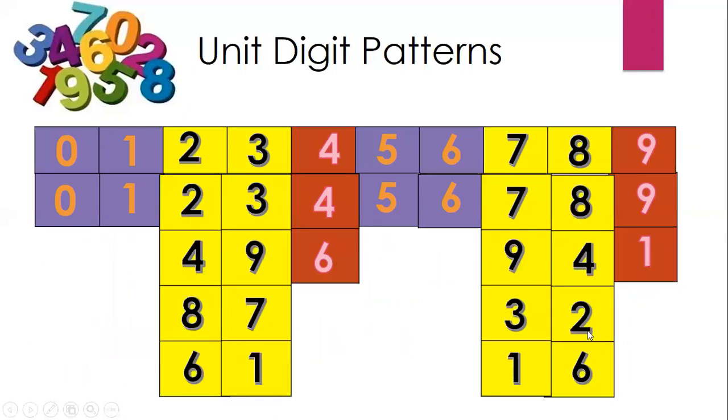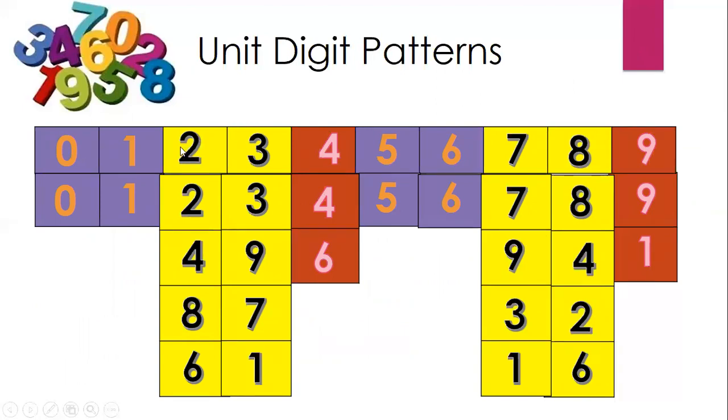Which means if it is 3, when the power is divided by 4 and we get remainder 2, we'll take the second value. If it is 7, when the power is divided by 4 we get remainder 3, then we'll take the third value. If it is 8, when the power is divided by 4 and we get remainder 1, then we take the first value. Okay. So first we need to analyze what the unit digit is.